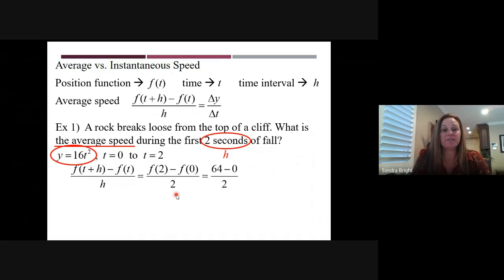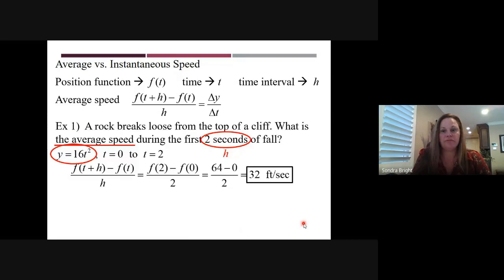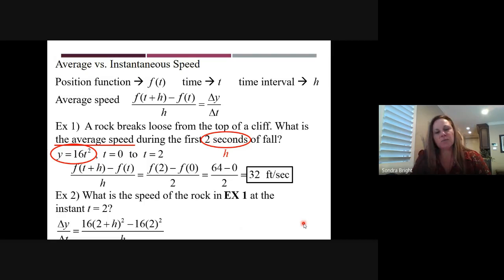And we're now going to plug these values into y equals 16t squared, which is your f of t. And so we plug in f of 2, which will give you 16 times 2 squared, which gives you 64. And then minus f of 0, which would be 16 times 0 squared, so minus 0, and then all over 2, which gives you 32. And you, of course, are going to use units and say 32 feet per second.